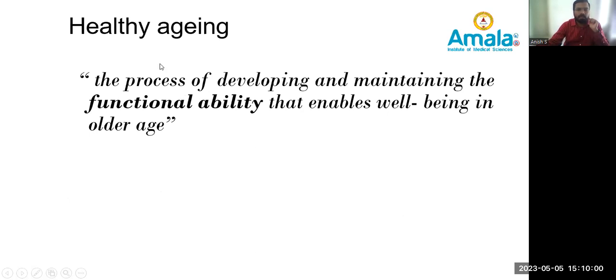That's from 2020. And what is healthy aging? Healthy aging is the process of developing and maintaining the functional ability that enables well-being in older age. So again, we come to that term, functional ability. It is the core of an older adult. So our aim would be to maintain the function of the person to carry out his activities of daily living.